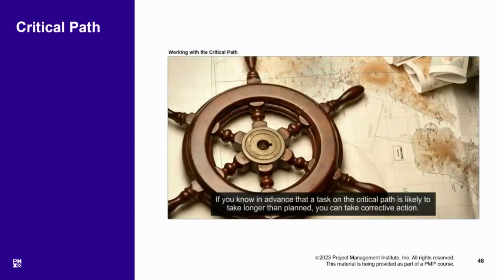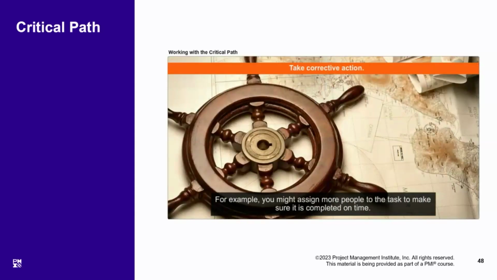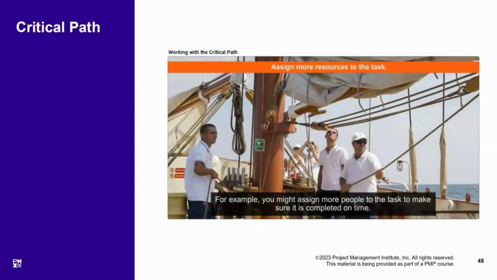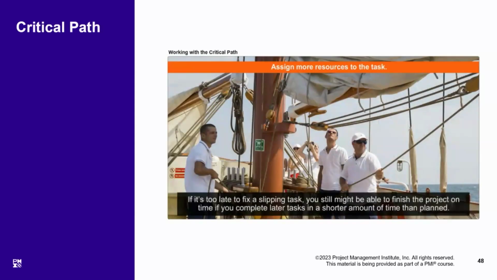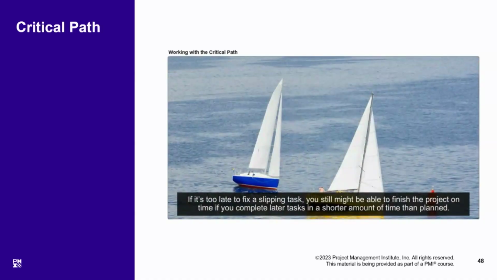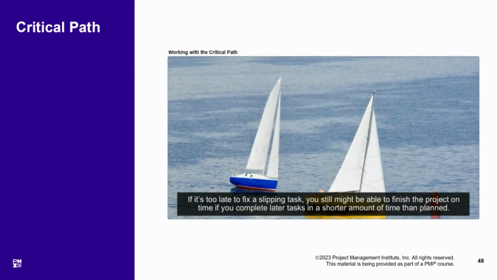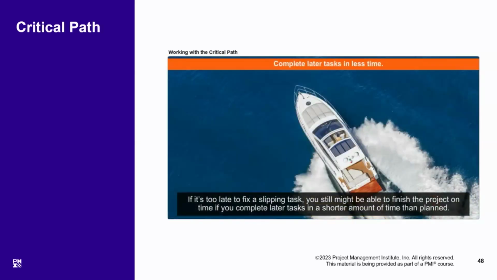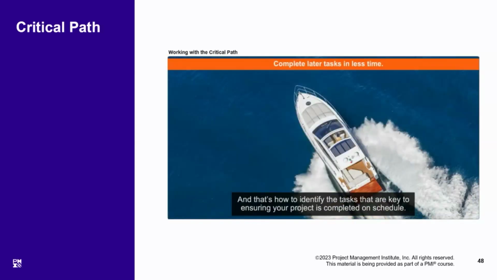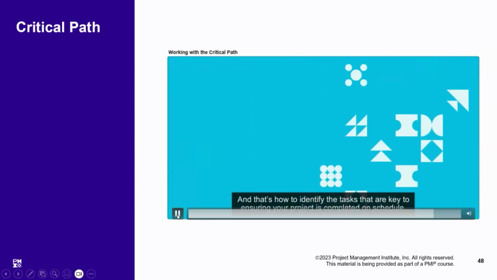If you know in advance that a task on the critical path is likely to take longer than planned, you can take corrective action. For example, you might assign more people to the task to make sure it is completed on time. If it's too late to fix a slipping task, you still might be able to finish the project on time if you complete later tasks in a shorter amount of time than planned. And that's how to identify the tasks that are key to ensuring your project is completed on schedule.